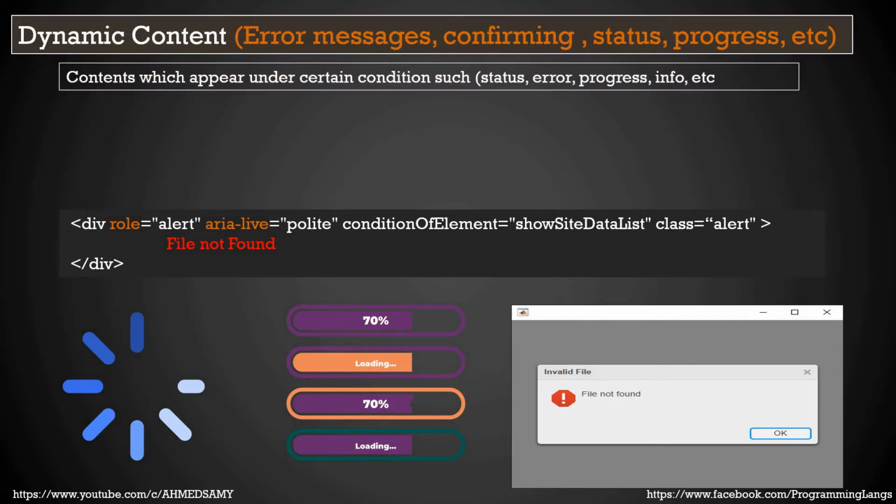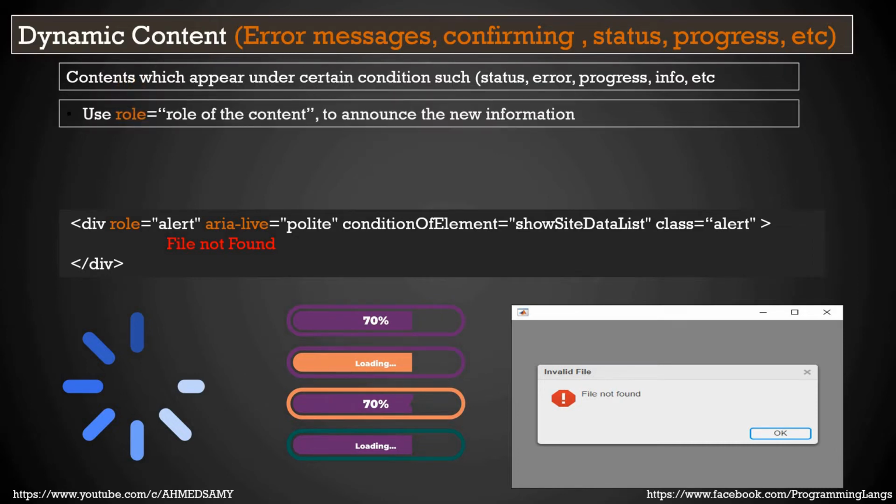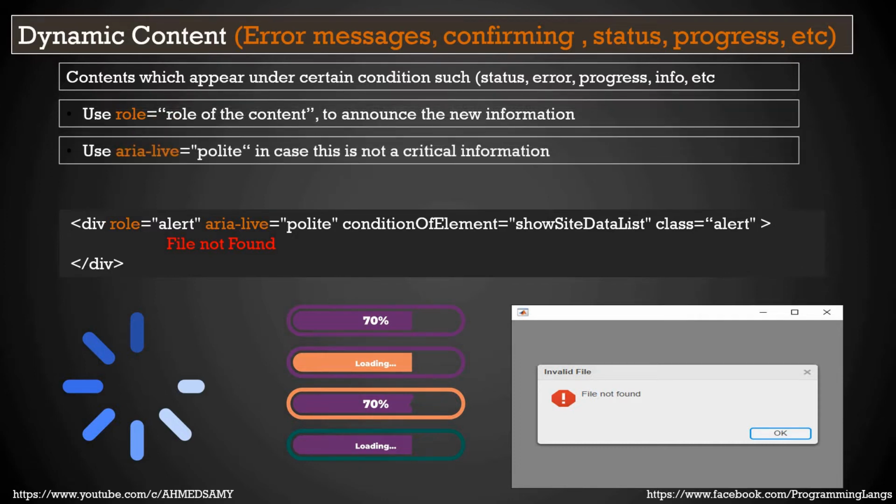So for content which appears under a certain condition and explains its status or error, we give this content a role. For example, if it's an alert, we give it the role of alert. Status, we give it status. Progress bar. You check the role of the content which will appear. You give it aria-live. We give it aria-live polite in case it's not critical information. We spoke about aria-live in the second episode of our series, so you can check it.